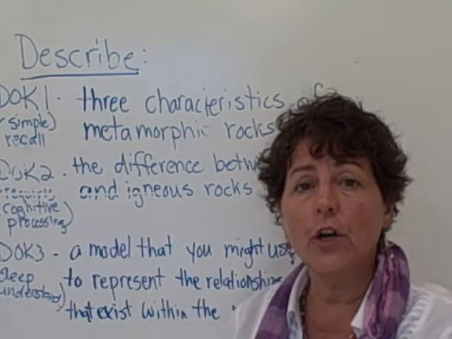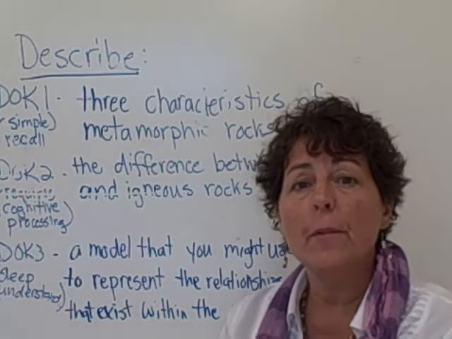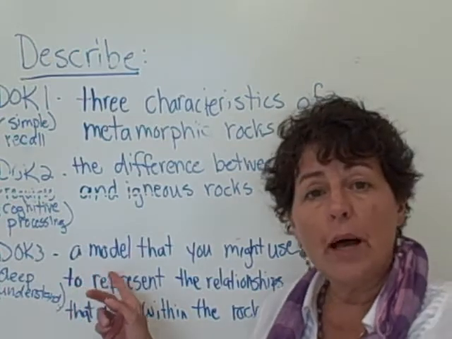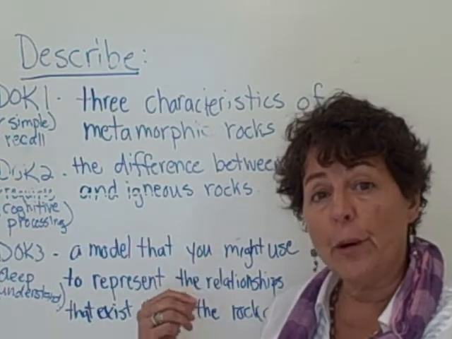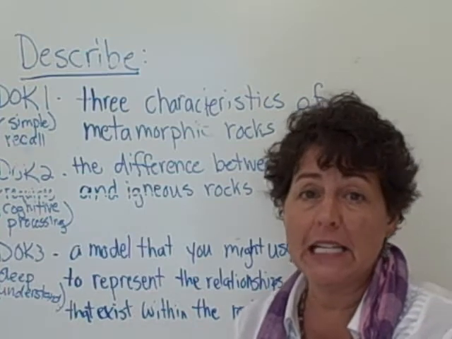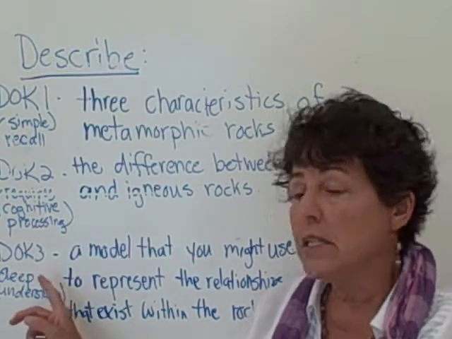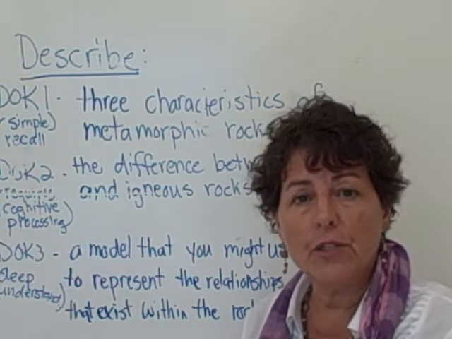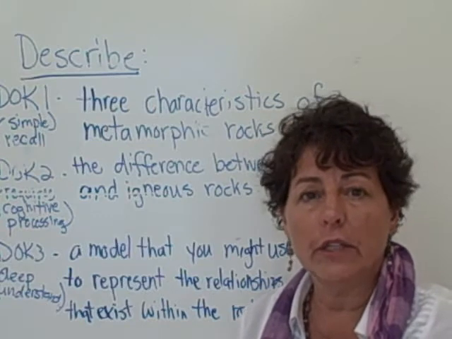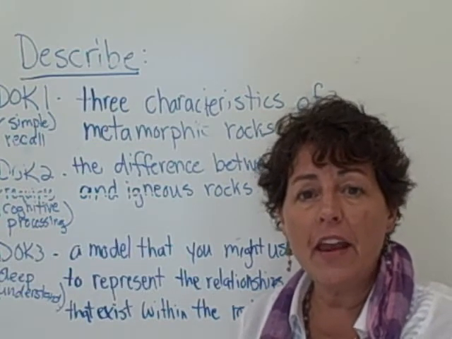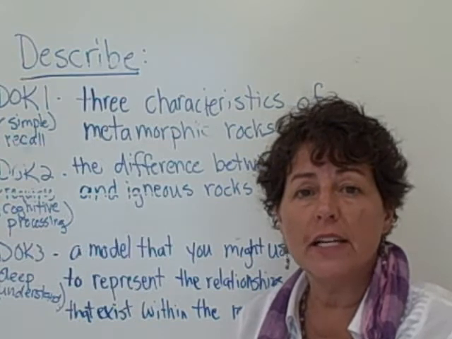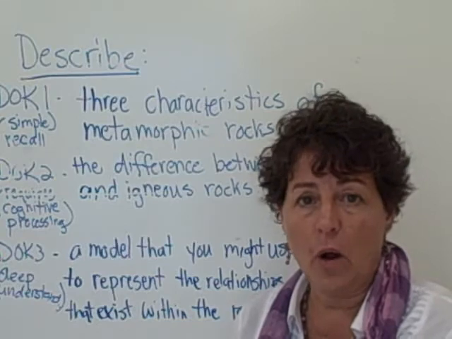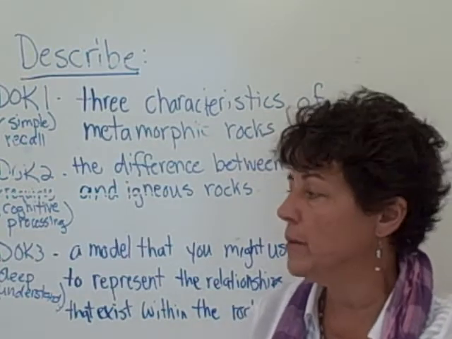They have to not only know the characteristics of the 2 different kinds of rocks, but then they have to tell what the differences are between the 2. Then describe a model that you might use to represent the relationships that exist in a rock cycle. This is depth of knowledge 3 because it requires a deep understanding of rocks, of their relationships with one another, and then how can that student represent it in a model so that it is demonstrating their understanding of the rocks and their relationships within the rock cycle.